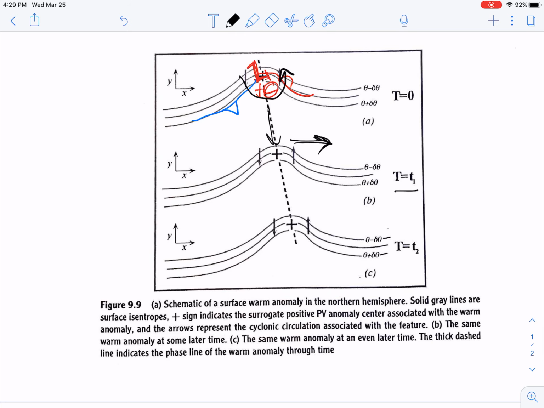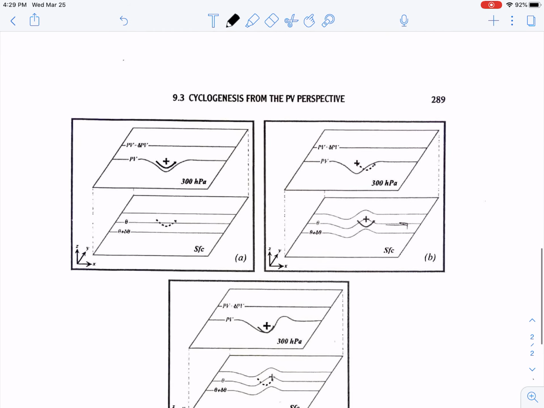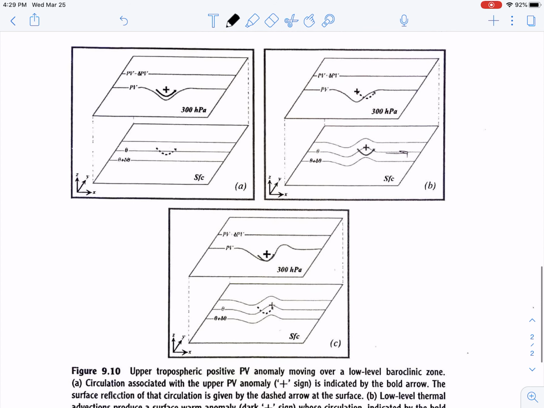So let's go ahead and do a thought experiment and work through figure 9.10 from the Martin text. If we initially have our upper level positive PV anomaly as depicted here in A, we know that this anomaly does not only affect that particular level, but can influence a depth of the atmosphere. And so that's what we see illustrated here with our little dashed arrow near the surface. If we have a strong upper level positive PV anomaly, it can induce cyclonic circulation at a lower level.